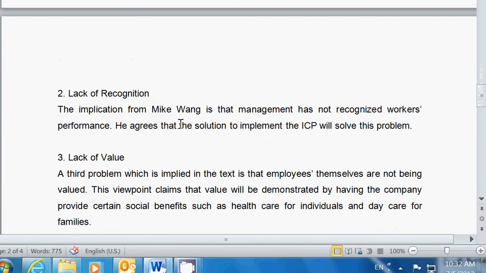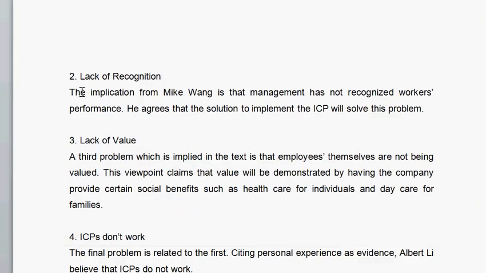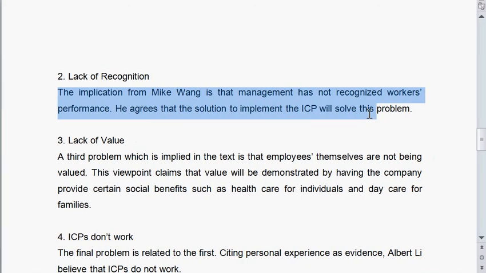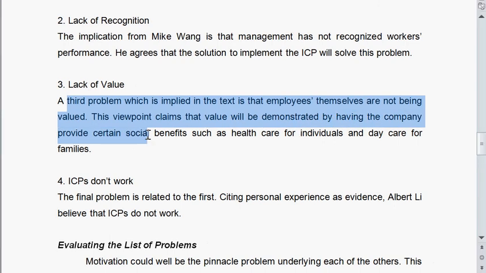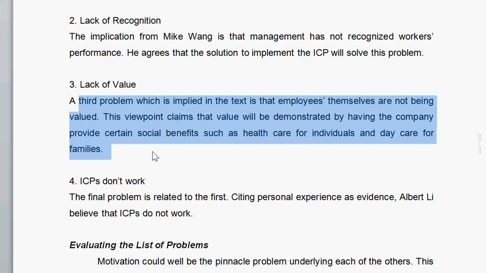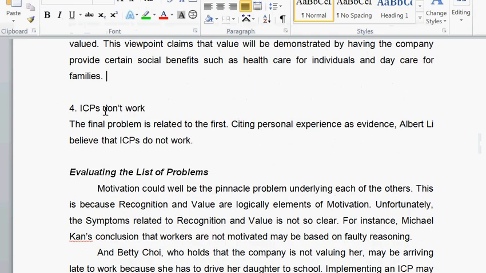The next problem, lack of recognition. The implication from Mike Wong is that management has not recognized workers' performance. He agrees that the solution to implement the ICPs will solve the problem. Lack of value. A third problem, which is implied in the text, is that employees themselves are not being valued. This viewpoint claims that value will be demonstrated by having the company provide certain social benefits such as health care for individuals and daycare for families. And then finally, the ICPs simply don't work.